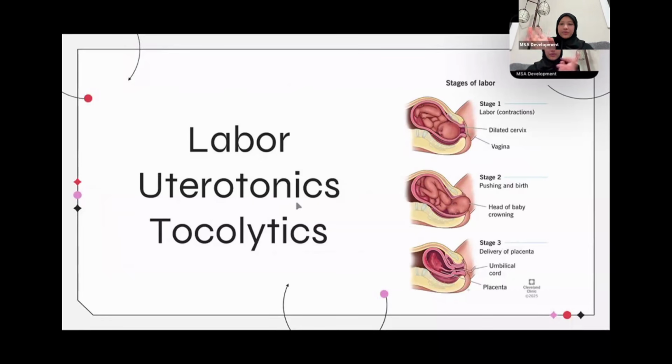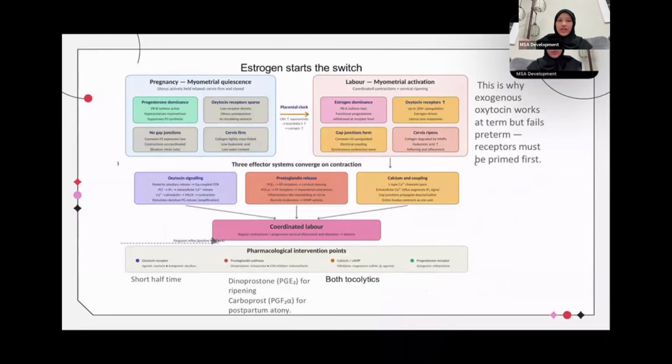So labor in general. Labor has three stages. Stage one, contraction of the uterus. Stage two, expulsion of the baby. Stage three, expulsion of the placenta. Now, you can either induce labor for someone, there are many indications, or stop labor. So this is induction. Tocolytics are for stopping someone from laboring.